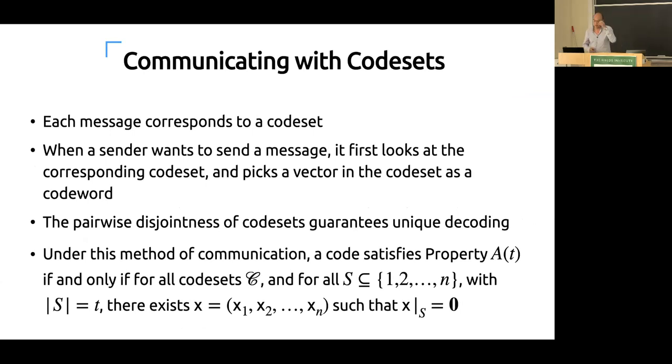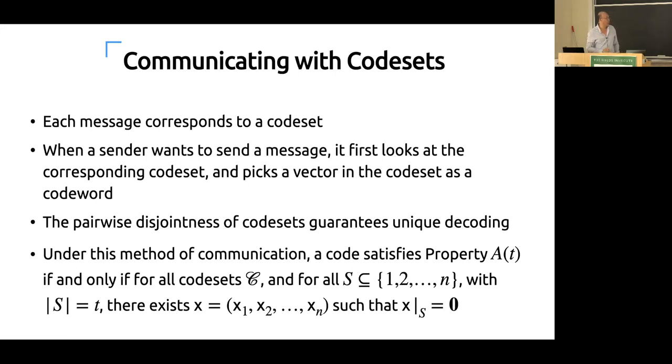And how do you use a code set to communicate? Well, each message corresponds to a code set. So if you want to send a message, you first look up the corresponding code set, pick one of the vectors inside, one of the code words inside, and use that as the code word to transmit. The pairwise disjointness of the code sets guarantees unique decoding. When a receiver receives a code word, there's only one code set that can contain that code word because they're pairwise disjoint, and that will be the corresponding message.